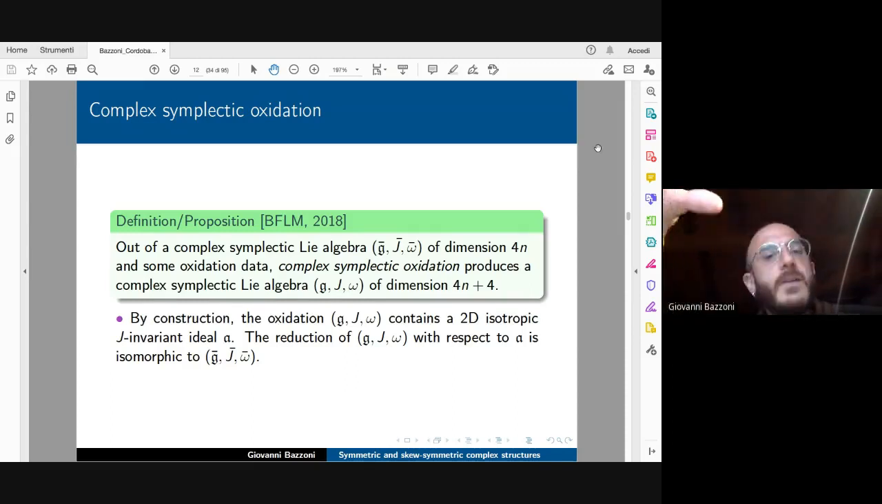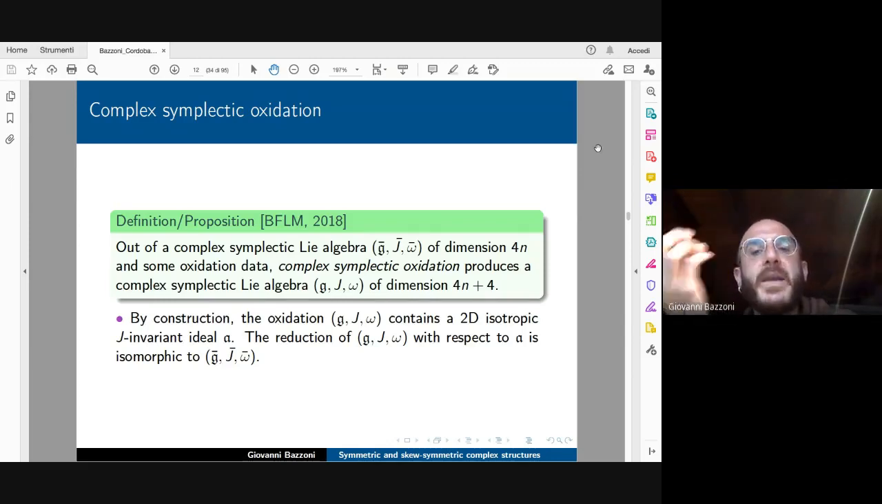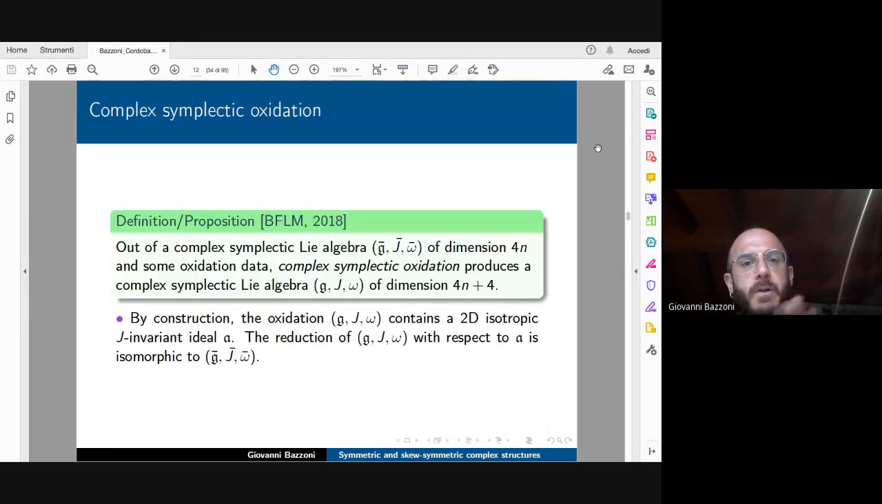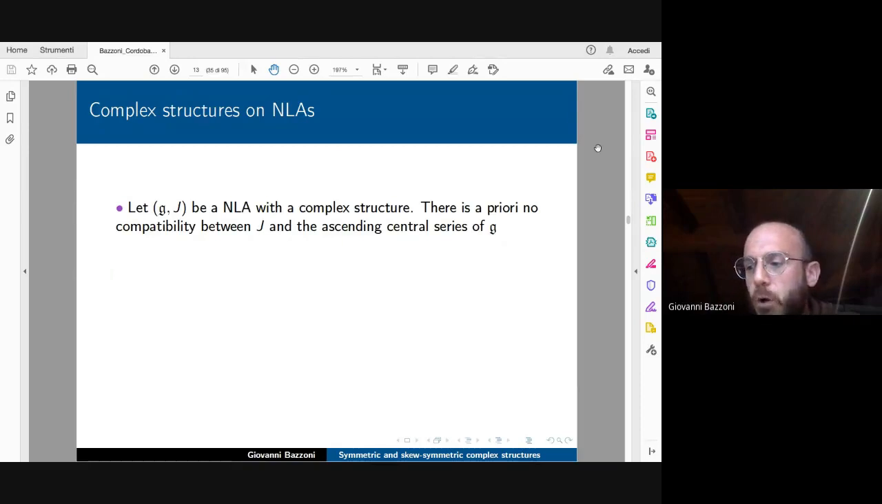Okay, so you can oxidate, you go up 4 dimensions, and then you come back by quotienting exactly with respect to this sort of canonical, so to say, 2-dimensional isotropic J invariant ideal A, which is produced by oxidation. Let me try this. This was very general, so this can be done in general for any complex symplectic Lie algebra. Let me try to say something more about nilpotent Lie algebras, which are the main topic, or one of the main points of interest.